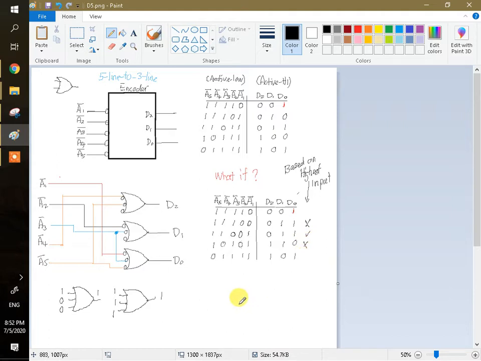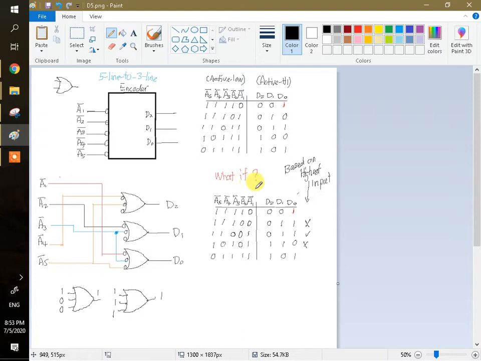So we tested 3 rows here, and we can find that if the user activates only one of the inputs, the code we get is correct and corresponds to the input. 001 corresponds to 1, 010 corresponds to 2, 011 corresponds to 3. So if the user activates only one, we get the correct codes. Remember, this encoder needs to output the correct codes.